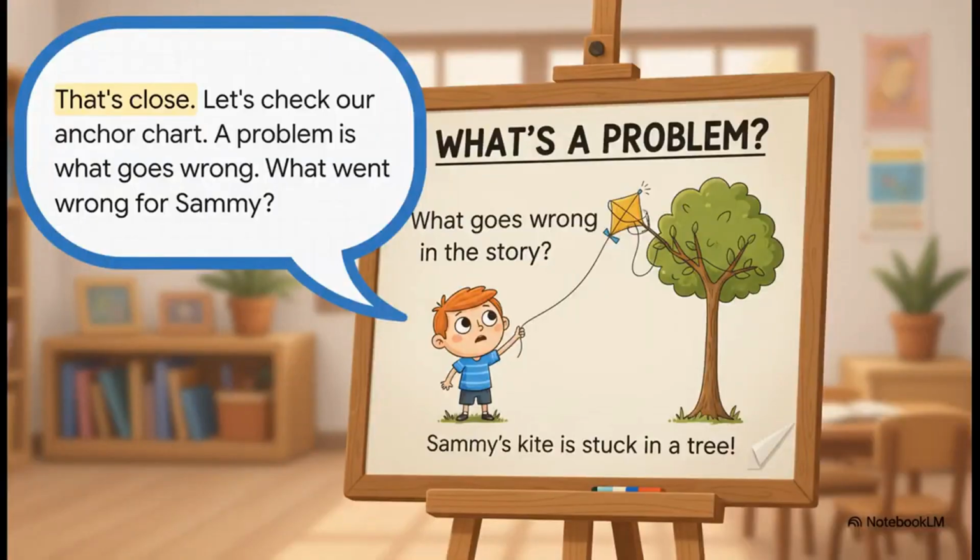So what happens when a student says, the problem is the rock? We need a plan for that, right? Here's how we gently correct. We can say, ooh, that's close. Let's look at our anchor chart together. Remember, a problem is something that goes wrong for the character. So what went wrong for Sammy? We're redirecting them back to the definition and helping them refine their thinking.